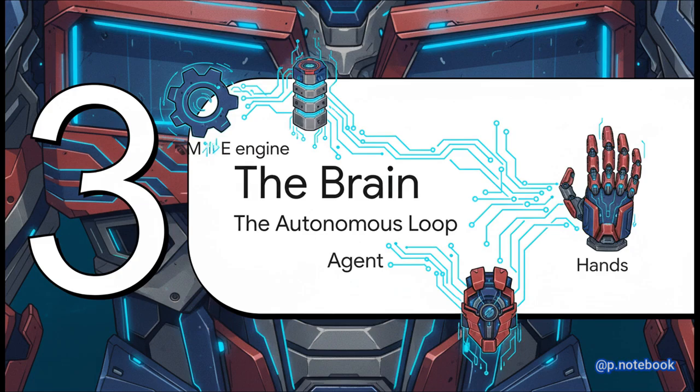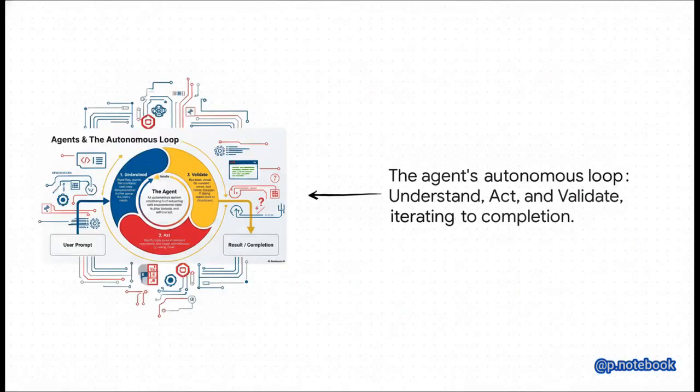Now we can finally put them all together and build the brain of the whole operation, the agent. So an agent basically just works in a simple, continuous loop. Step 1, it has to understand your goal. It looks at the context, it searches the code base, it figures out what you actually want. Step 2, it acts. It uses its tools to make a plan and then carry it out, modifying your code, running a command, whatever it needs to do.